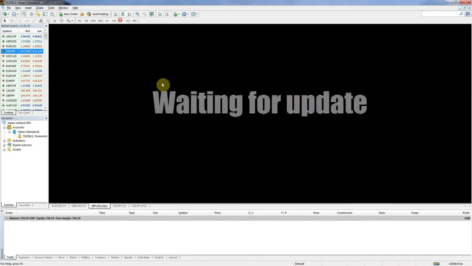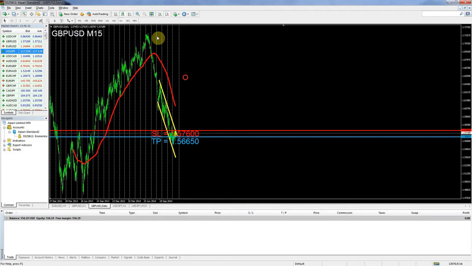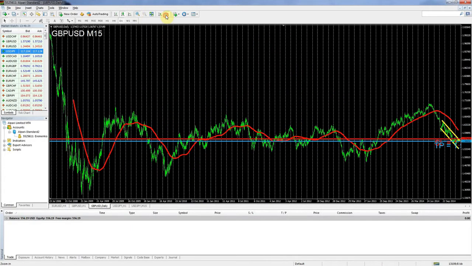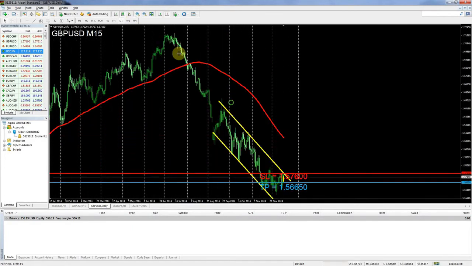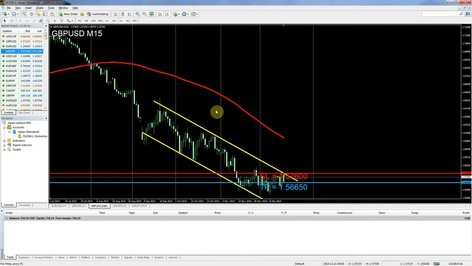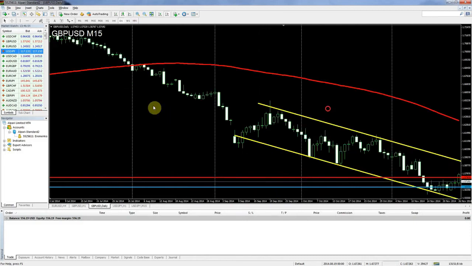So I'm actually going to go to the daily chart over here. If I zoom back in, you can see that the British pound dollar is in a downward trend, and I've even highlighted this channel. Just ignore the moving average for now, because it's a different moving average on a different time frame. On the daily time frame, you can see that the price is in a downward trend, and I've highlighted the channel that the price is currently in.